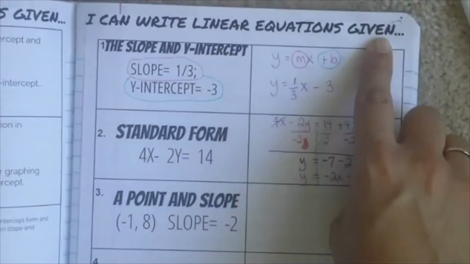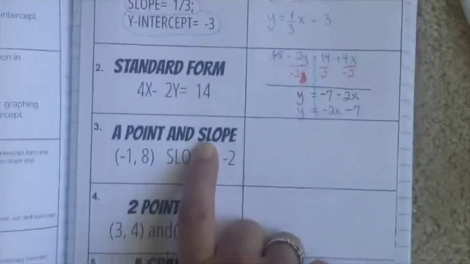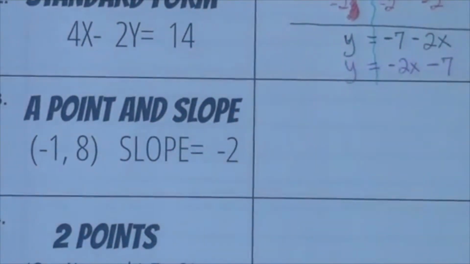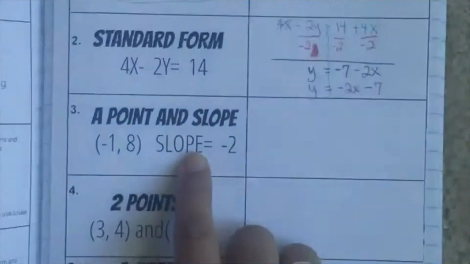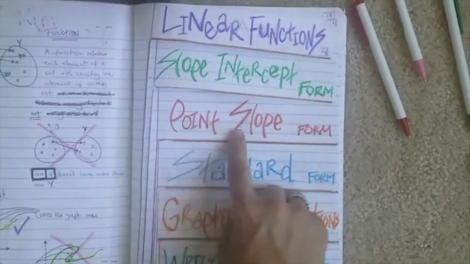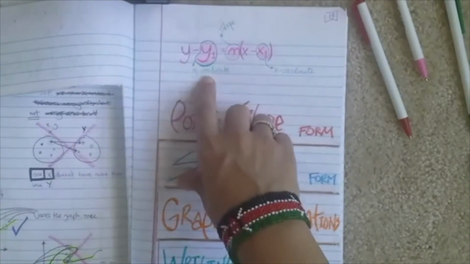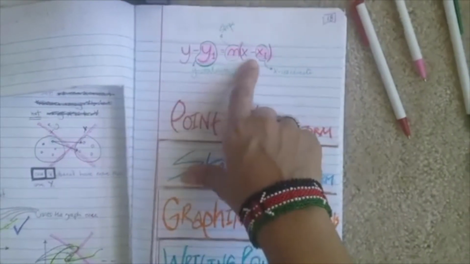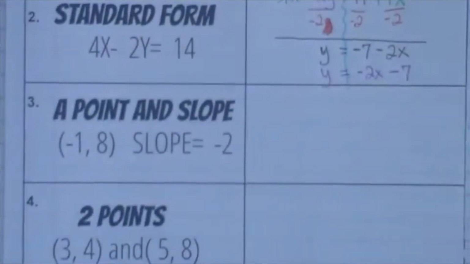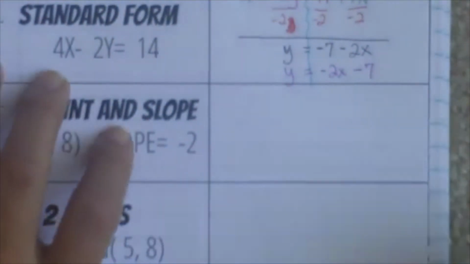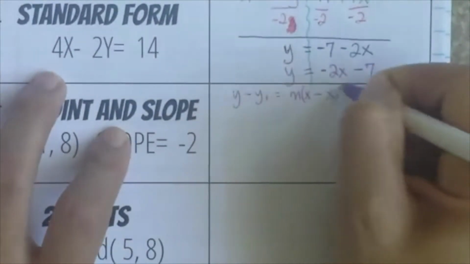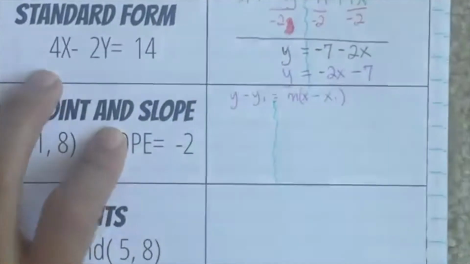So I can write linear equations given now a point and a slope. Okay, a point and a slope. So turning back to my notes, a point and a slope. See how it says point slope form, a point and a slope. So point slope form, y minus y1 equals m(x minus x1), where y1 and x1 are coordinates and m is a slope. So y, write it down, so y minus y1 equals m(x minus x1). And all you're going to do is replace the points in there.